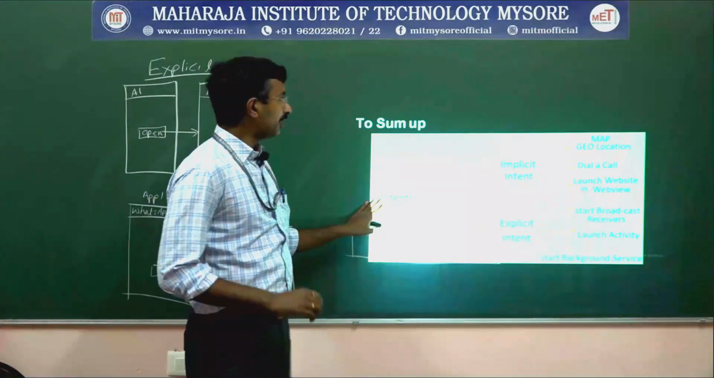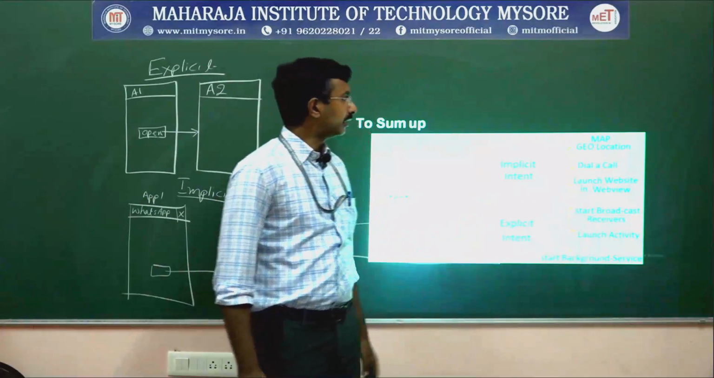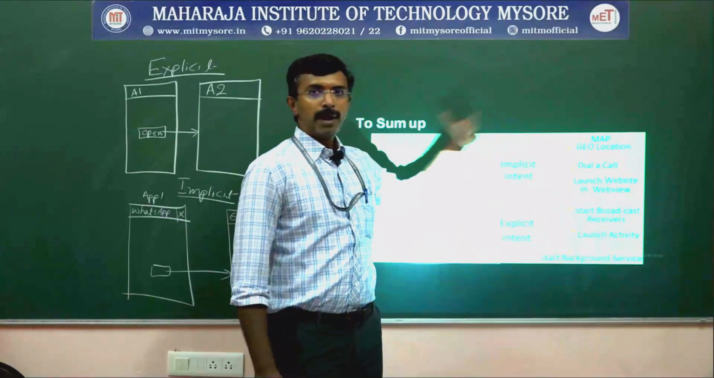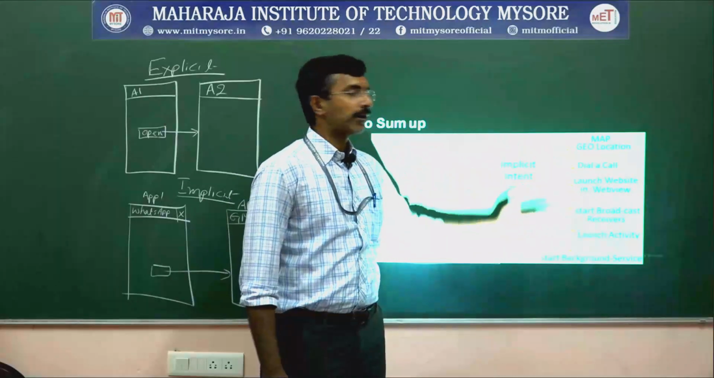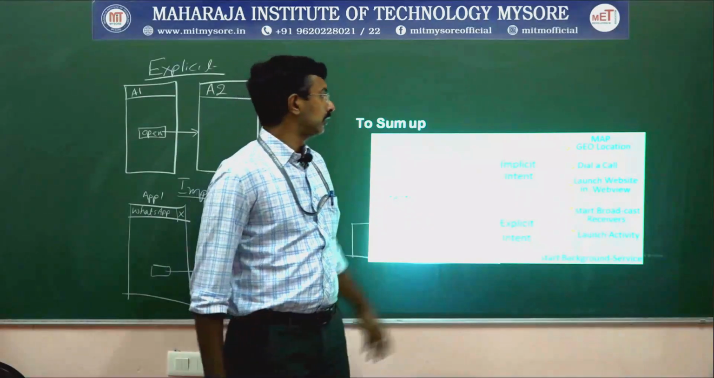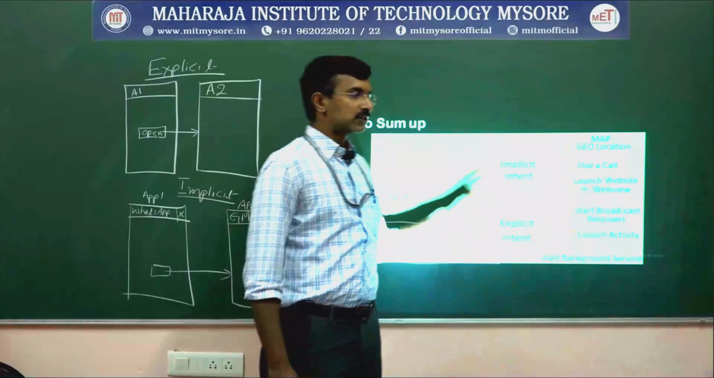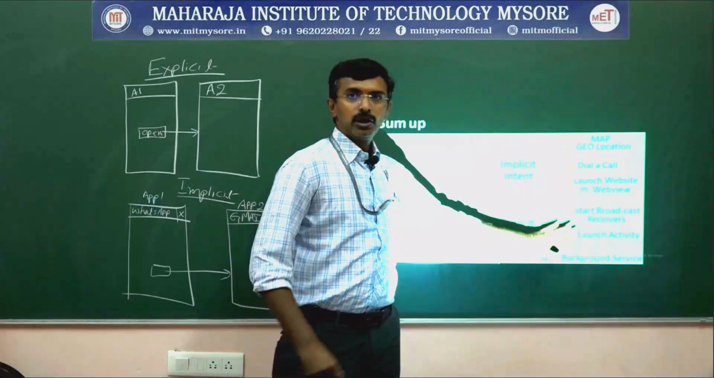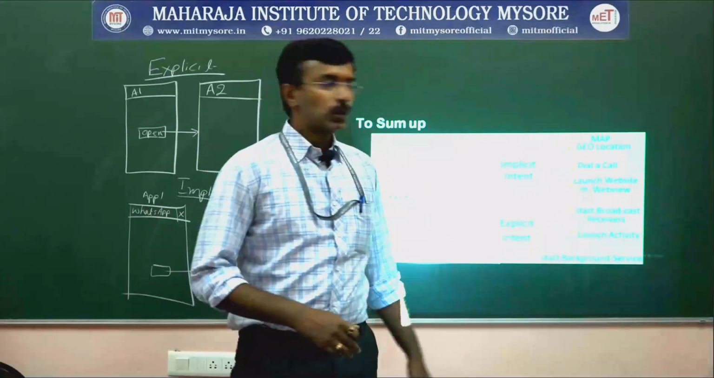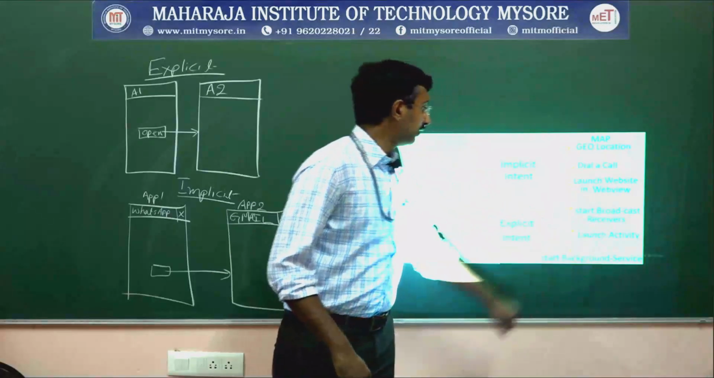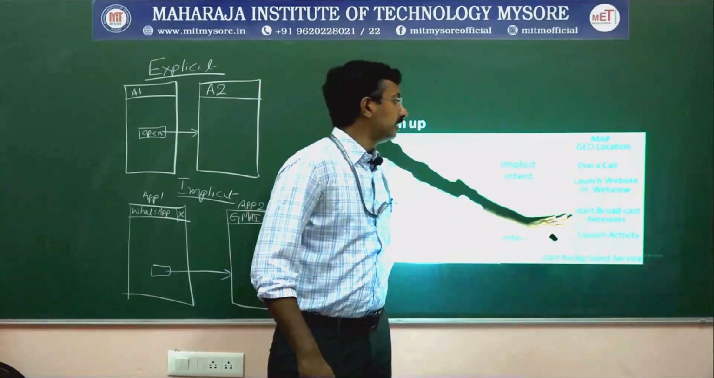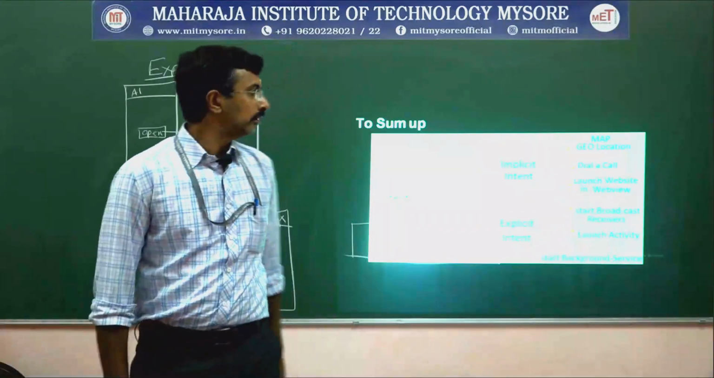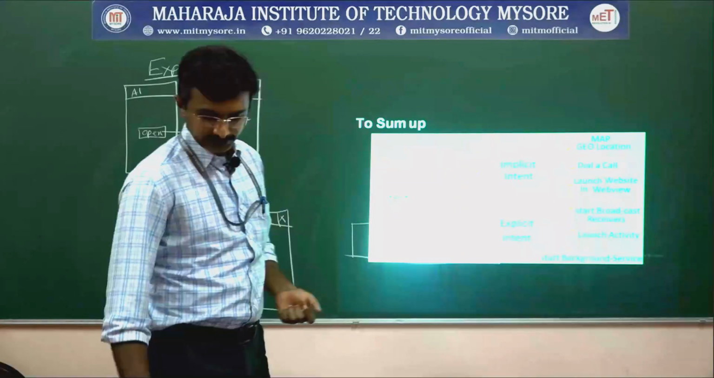So there are two types of intents: implicit intent and explicit intent. In implicit intent, you might go to geolocation, maps or any other applications. You can make a call from your application. You can launch a different website. So these are all part of your implicit intent. What are the explicit intents? You can launch another activity. These are all the components. You can launch an activity, start a background service, or start a broadcast receiver. All these are part of your explicit intents.